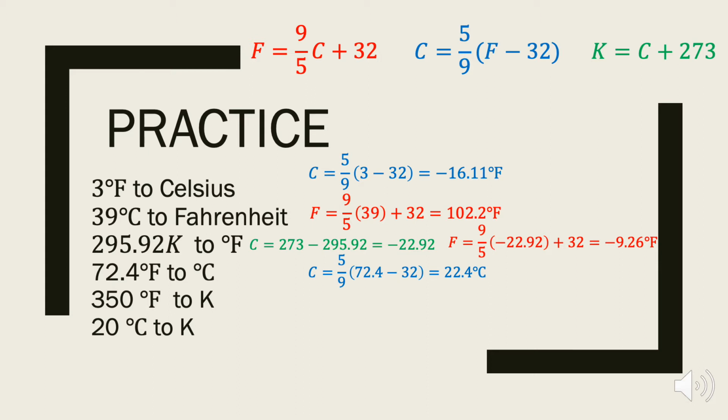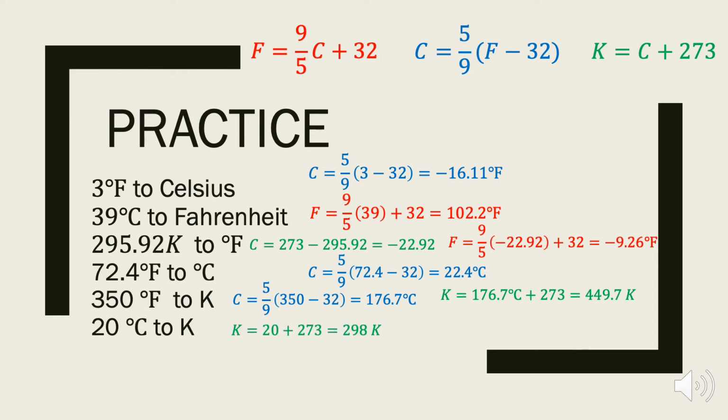The fifth question says 350 degrees Fahrenheit to Kelvin. This is another two-step question. I have to go from Fahrenheit to Celsius and then from Celsius to Kelvin. So let's first go to Celsius. And now that I'm in Celsius, I can add 273 to get to Kelvin. And then, last but not least, 20 degrees Celsius to Kelvin, which is the easiest one. I just add 273, and I get 298 Kelvin.